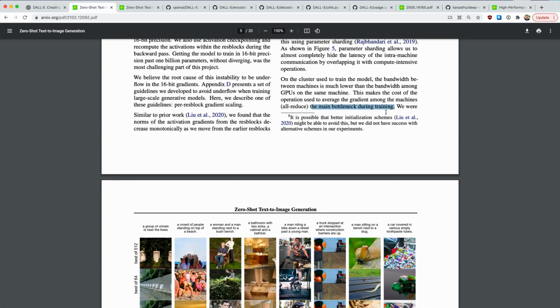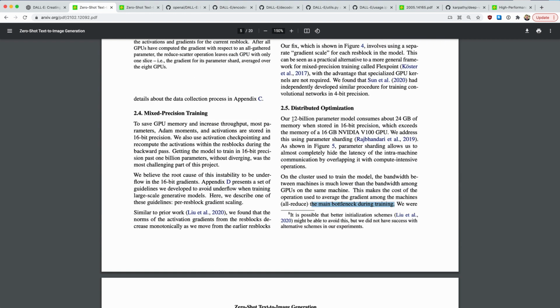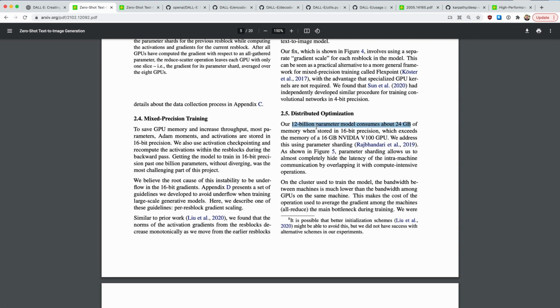There's also the problem that the model is just too big, right? If you've got a 12 billion parameter model and you store the whole thing in 16-bit, each parameter takes 2 bytes. So you need 24 gigabytes of memory just to store the parameters of the model. That's trouble because we're working with 16 gigabyte NVIDIA V100 GPUs. So that's no good, right?